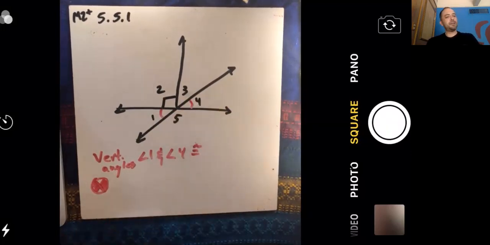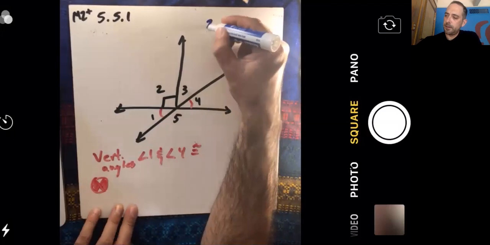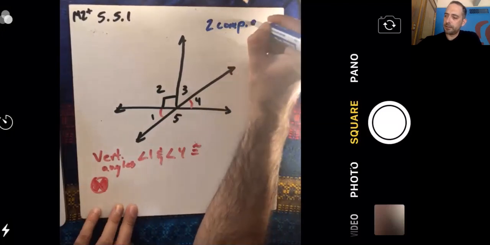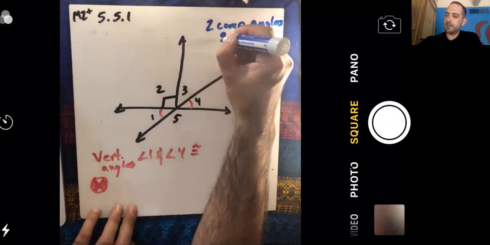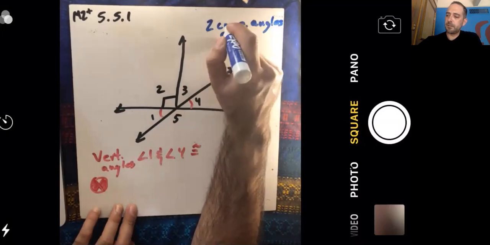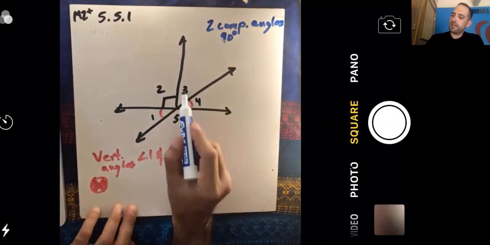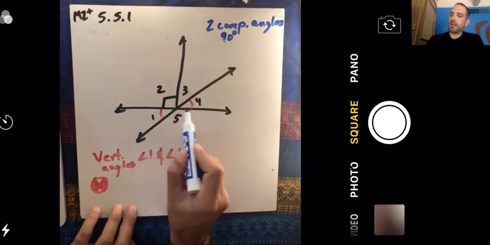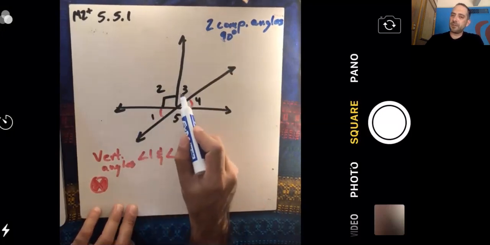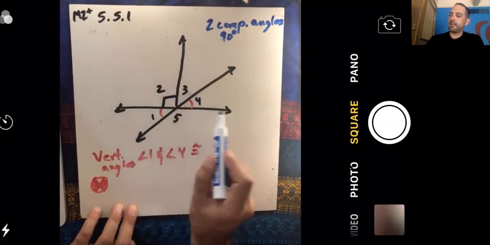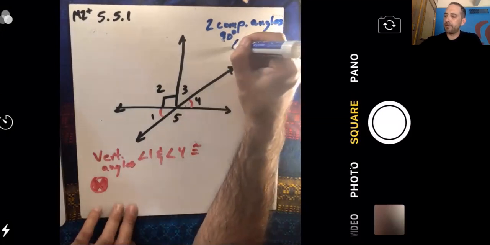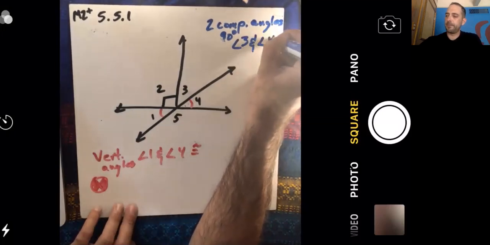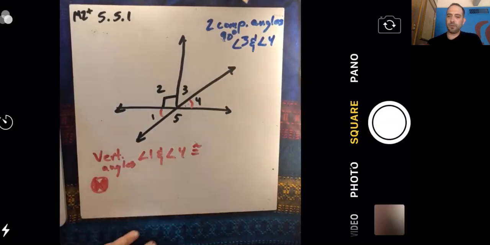Okay. Now let's see what are two complementary angles. All right, so complementary, remember, has a sum of 90 degrees, right? So we know that this right here is 90 degrees. Since this is a straight line, this side over here has to be 90 degrees as well, because a flat line, a linear angle, is 180 degrees. It's flat. Okay, so our two complementary angles are angle 3 and angle 4.